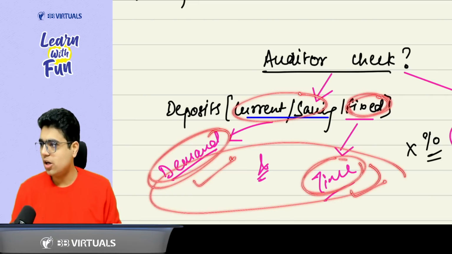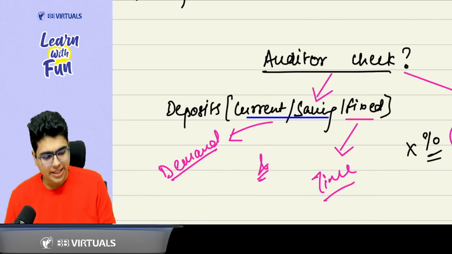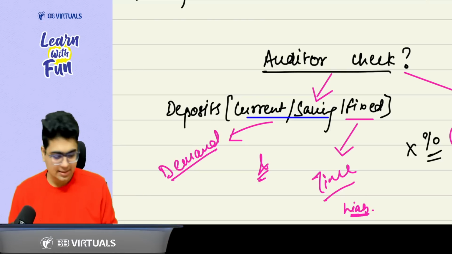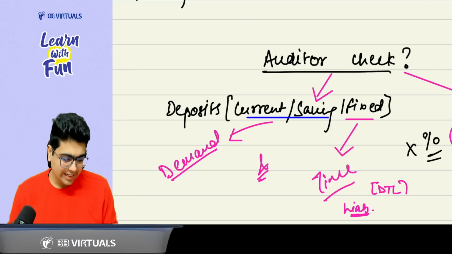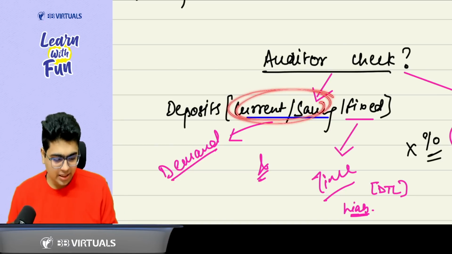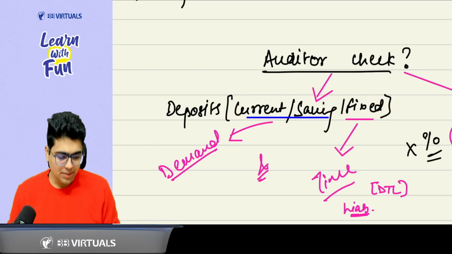So together they are called demand and time liability. Everyone say with me. Together they are called demand and time liability. Cutely we say them DTL, demand and time liability. Current and saving accounts are demand liability, fixed deposits are time liability.